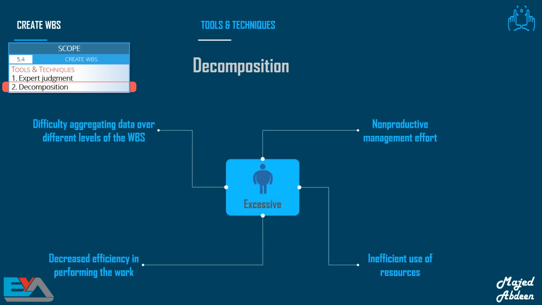However, it's important to know that exaggeration is also wrong. Some project managers measure their professionalism by the number of WBS components they create, so they decompose the work to too many levels. But this excessive decomposition can lead to non-productive management effort, inefficient use of resources, decreased efficiency in performing the work, and difficulty aggregating data over different levels of the WBS. In the end, you need to verify that you are decomposing the deliverables to an appropriate level.